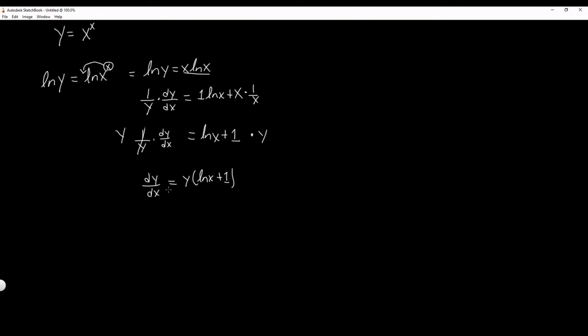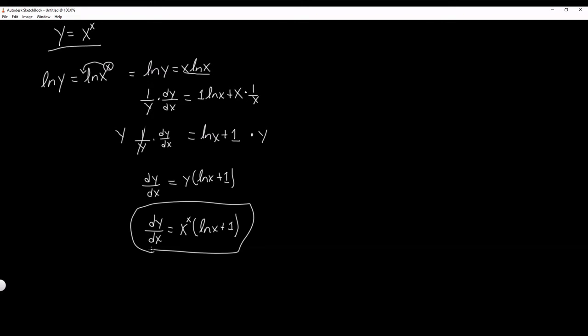But what we can do is, you see this y, if you look up here, y is equal to x to the x. We want this back in terms of just x. So we can rewrite this as dy dx is equal to, and instead of y, just replace it with what y equals, x to the x. So x to the x times the natural logarithm of x plus 1. And that is the answer to this problem.